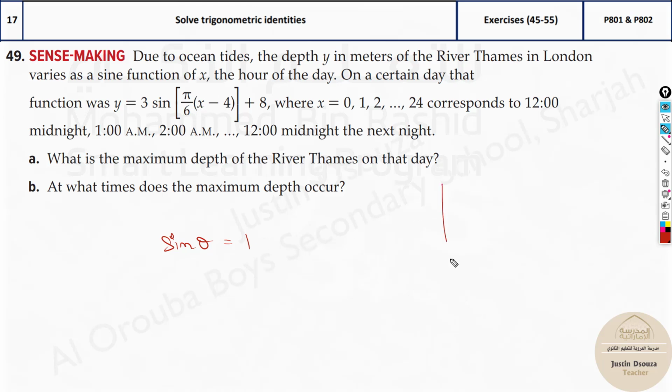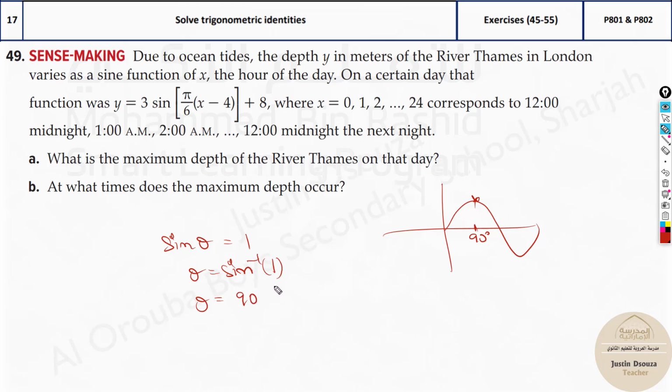In other words, if you know the sine graph, it starts from 0 like this, right? So over here, what is the theta value when sine theta is 1? It is 90 degrees. If you don't understand the graph, don't worry. Just do theta is equal to sine inverse 1. Why? Because we are dealing with the maximum depth, nothing else. So it is sine inverse of 1. Theta will be equal to 90.